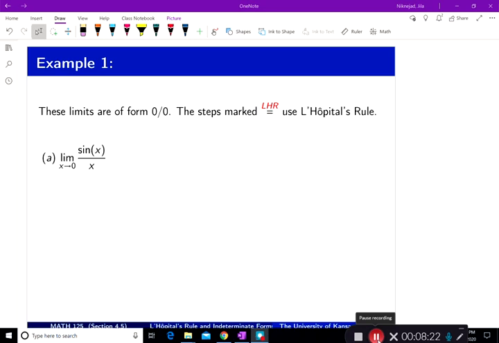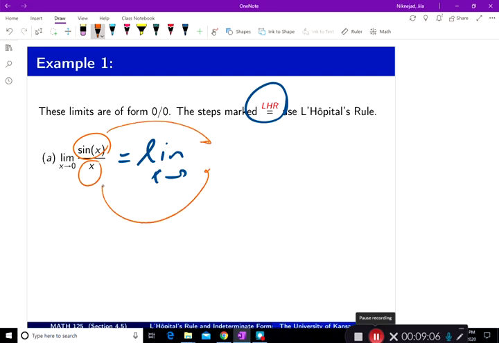Example 1 part A, and these are the ones that are of the form 0 over 0. What we do is we mark the step that is the L'Hopital rule step by LHR. So now let's go. Limit of sine of x over x. I know it's 0 over 0. I know the limit also, but let's try it using the LHR. I have to replace this: this one gets replaced by its derivative, and that one gets replaced by its derivative.